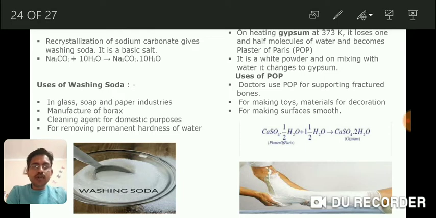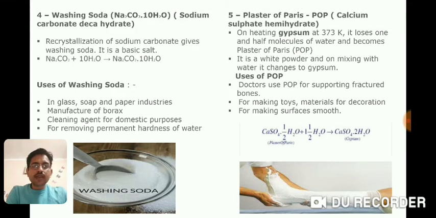Another important salt that we have is plaster of Paris. Plaster of Paris, POP, is prepared from gypsum. It was first of all prepared in Paris, so it is called plaster of Paris. It is chemically calcium sulphate hemihydrate. The formula is CaSO4.1/2H2O. It is produced by heating gypsum at 373 Kelvin or 100 degrees Celsius. Gypsum formula is CaSO4.2H2O. When it is heated, it produces plaster of Paris.